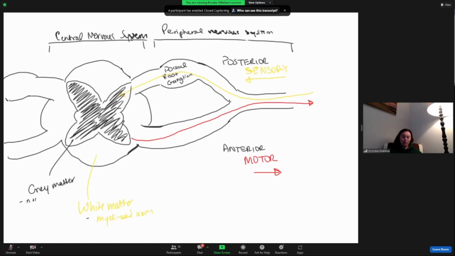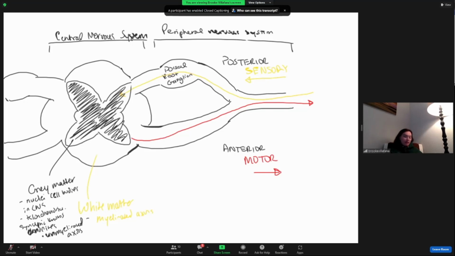So nuclei, which were what? Cell bodies in the central nervous system. Telodendria, synaptic knobs, dendrites, and then we also said it would have unmyelinated axons too, right? Right, so that's the gray matter at the center, white matter myelinated axons on the periphery. And like I said, the inside is going to be your central nervous system, and the outside is going to be your peripheral nervous system.